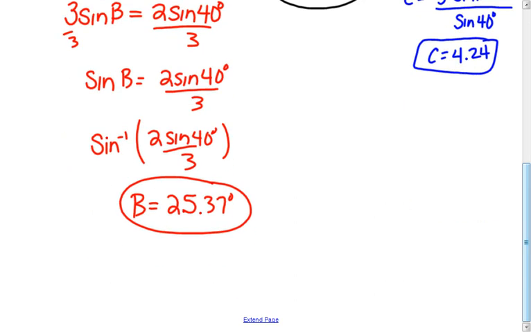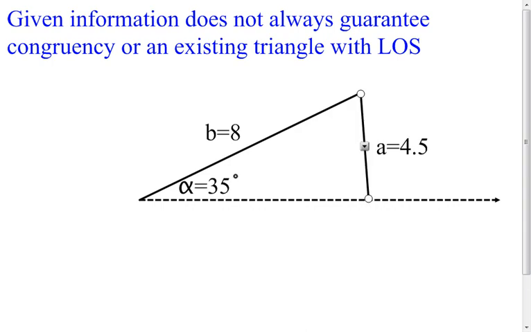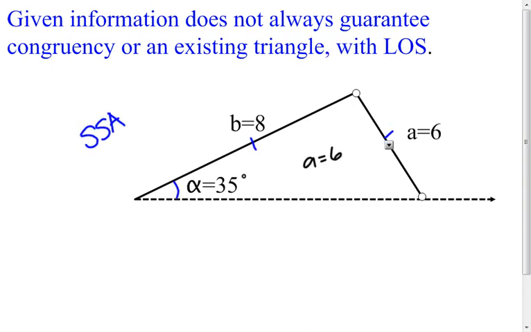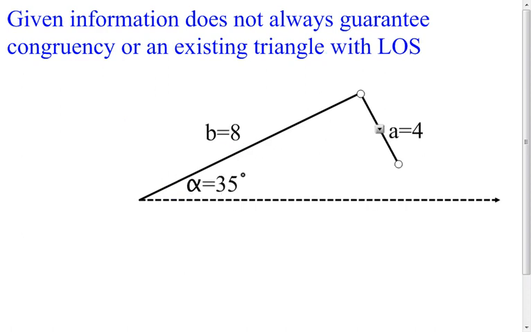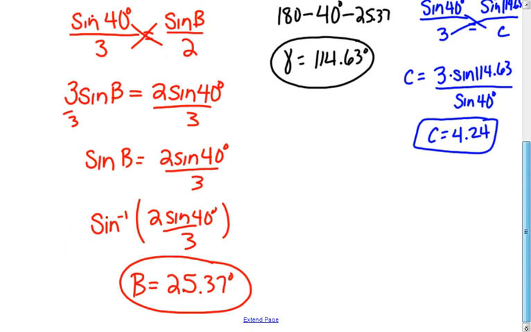Okay, now the question is, is this a situation like this one where I could have had 2 sets of answers? I could have had a triangle that looked like this, and I could have had a triangle that looked like this. And there's actually 2 possibilities. And I don't know if I have a situation like that. And here's how you check.